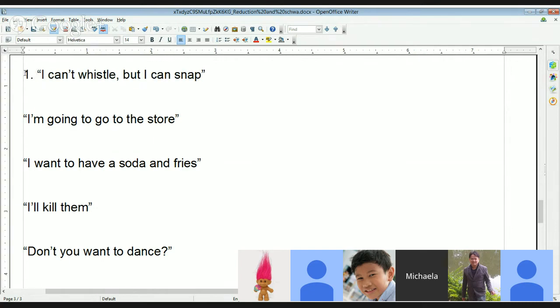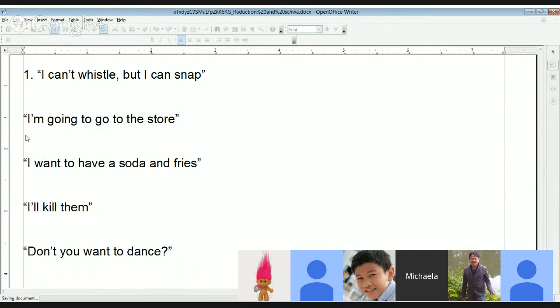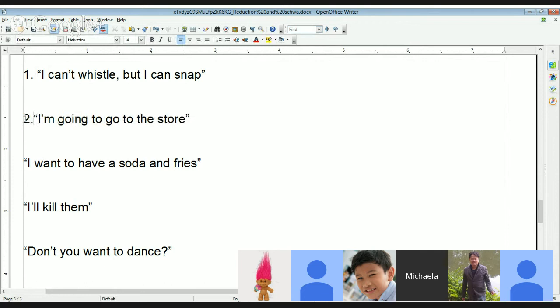This one we'll call number 1 will be for Arena. So your sentence is, I can't whistle, but I can snap. So where are the schwa sounds being put? Okay. Schwa sound is in the word can. Yes, that one. And in but as well.